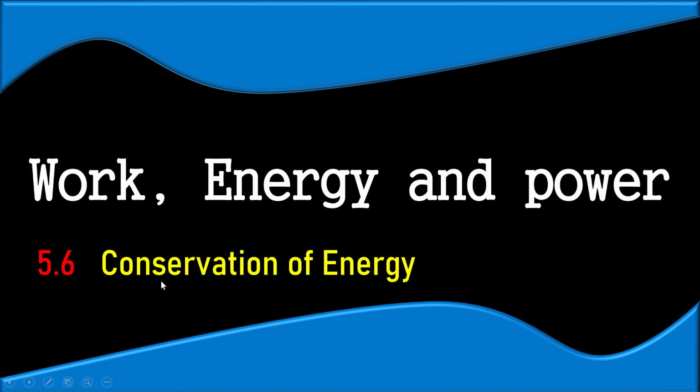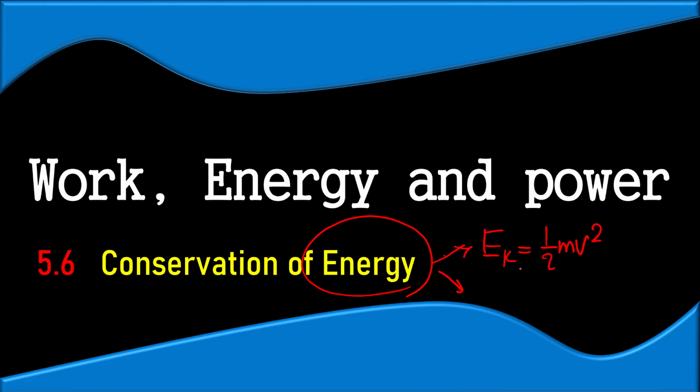Let's delve into conservation of energy. I already defined energy. I told you energy is the ability of doing work. We have two main types of energy: kinetic energy, which is always a half of mv squared, and potential energy, which can be defined according to the system, like gravitational potential energy or elastic potential energy. Potential energy is the energy saved in the system and potentially can do work.